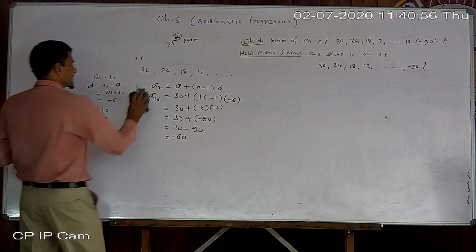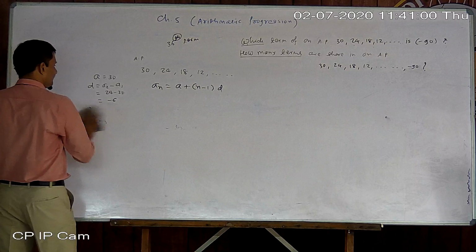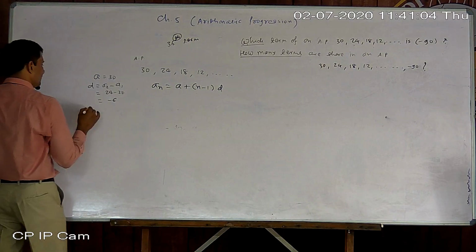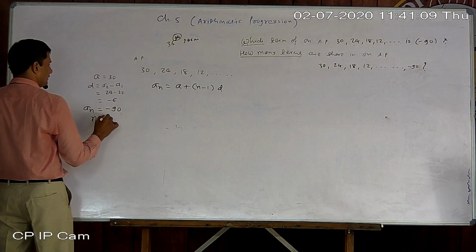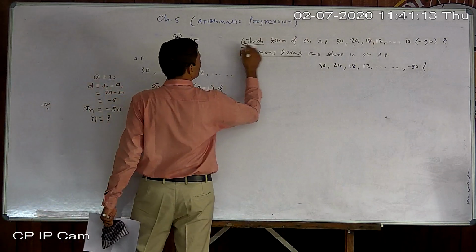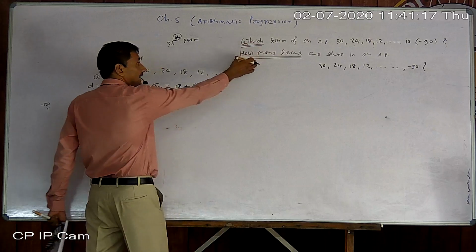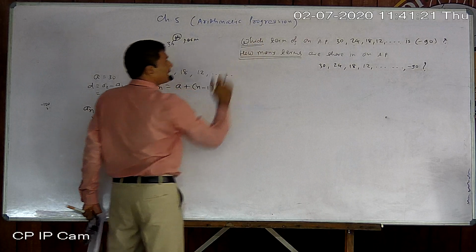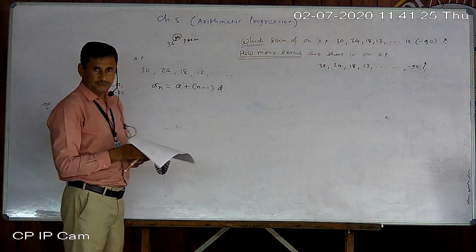So now again start that way only. We don't know n, but we know an. So an is given, minus 90. n is not given. Why? Because the sequence is asked. So remember these types of words; these always suggest n. n is asked. Which term, or how many terms?